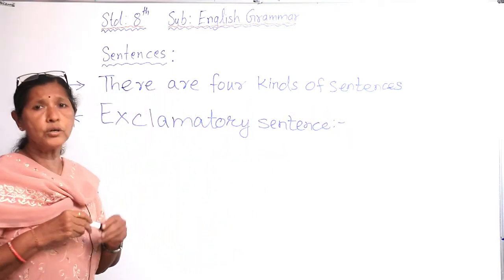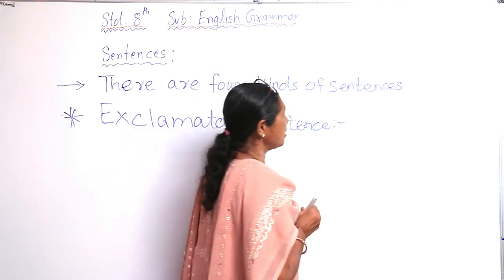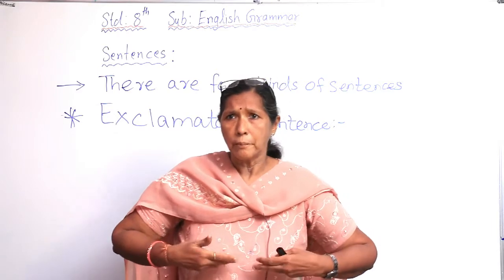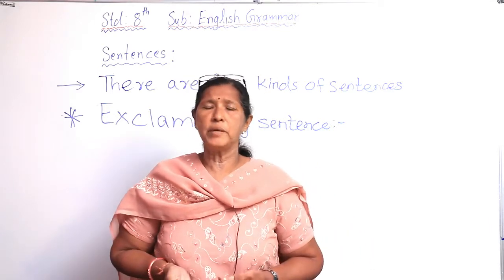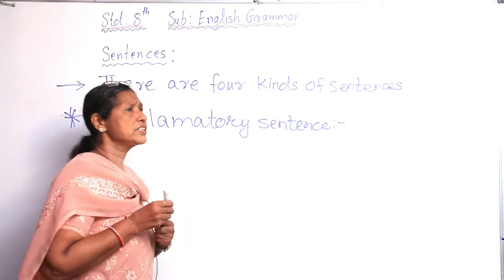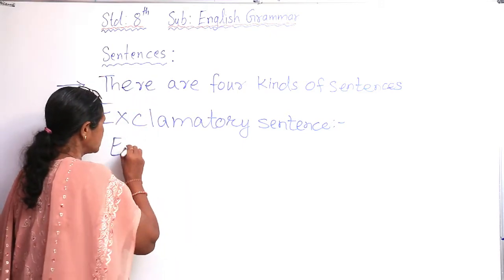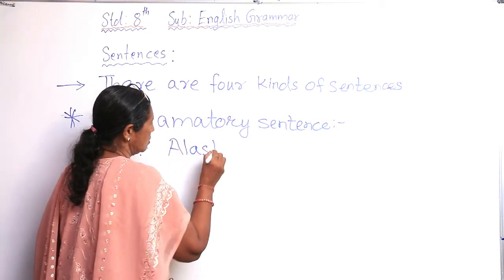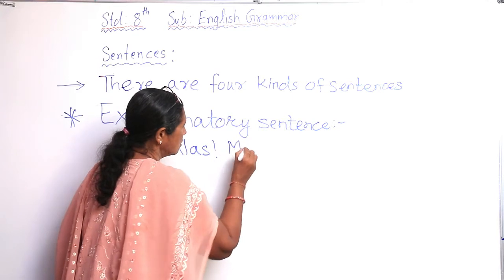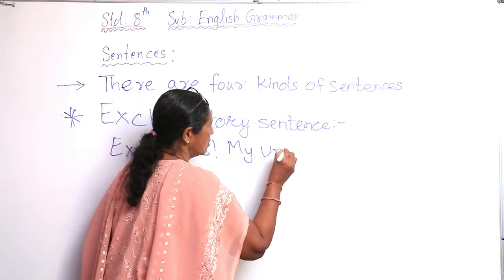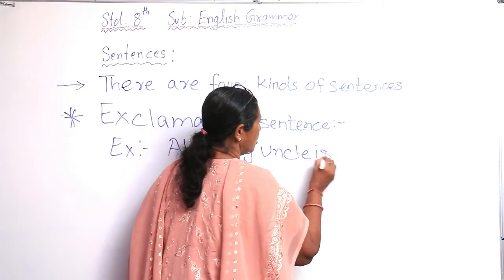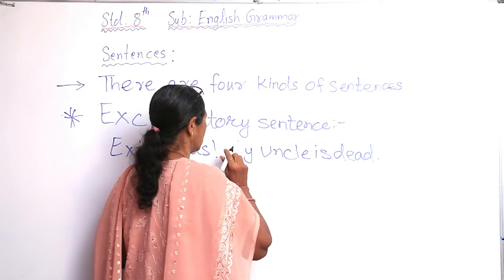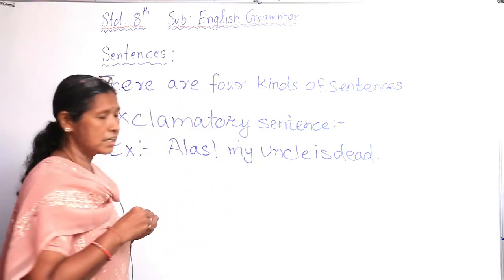Exclamatory sentence. Do you know what is an exclamatory sentence? In an exclamatory sentence, the feeling which is coming out from your mind or your body, for example, your uncle has expired. So the example is: Alas, my uncle is dead. Alas, my uncle is dead.